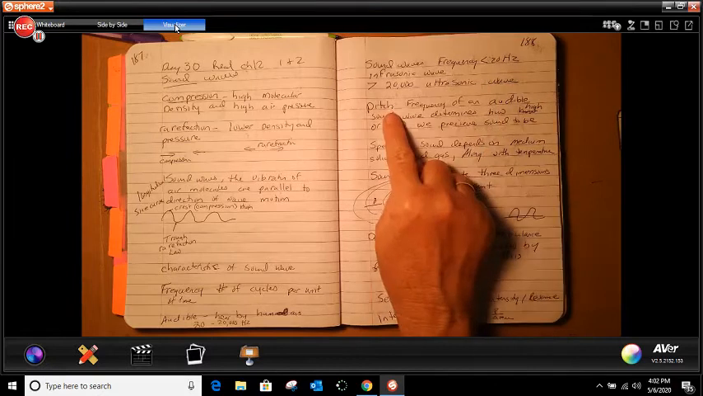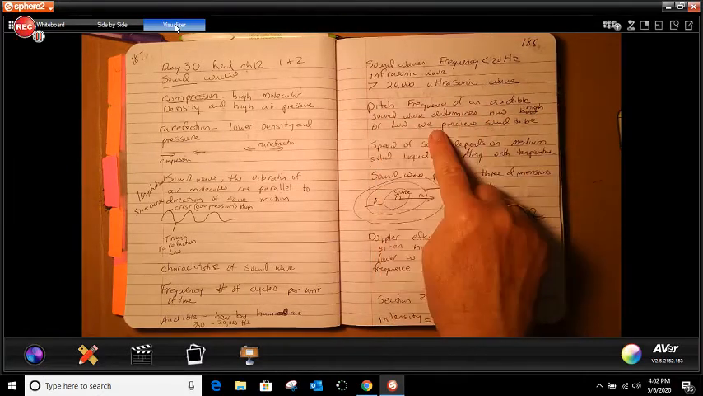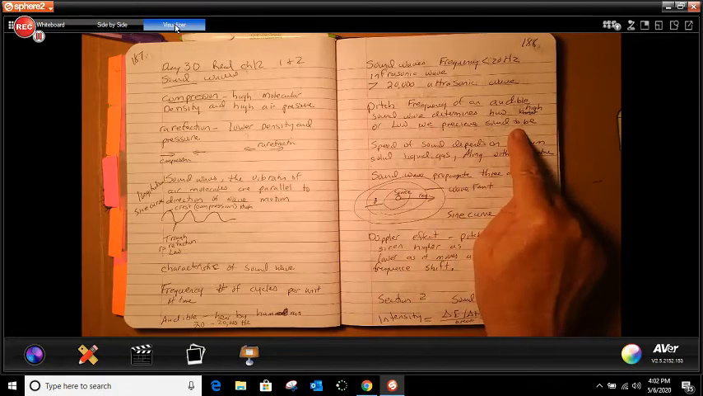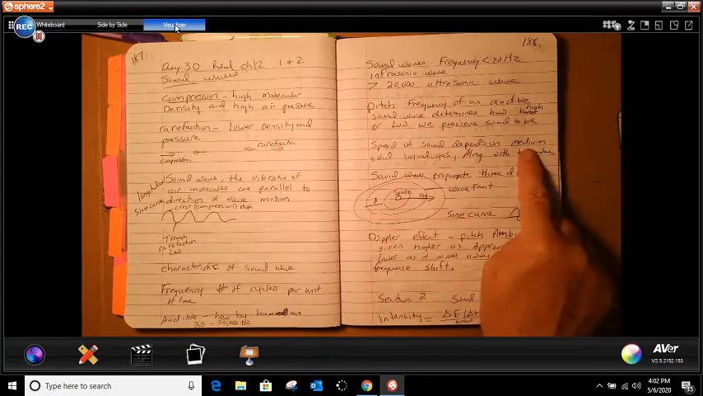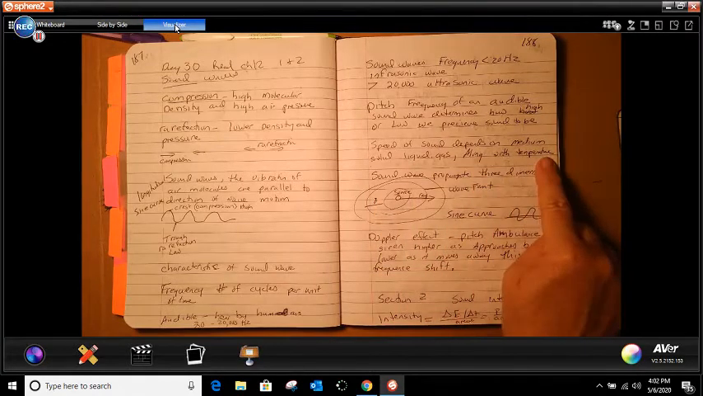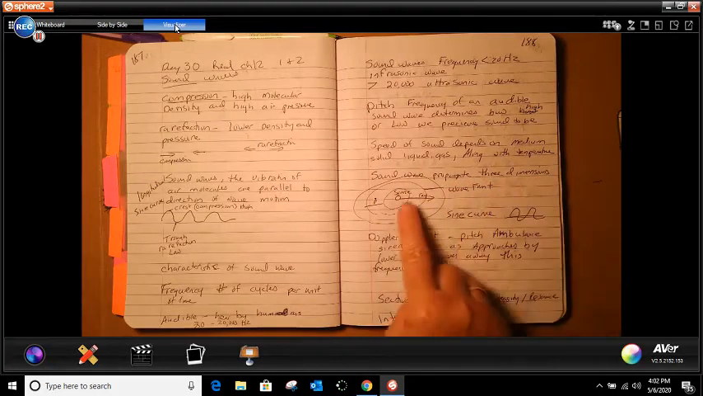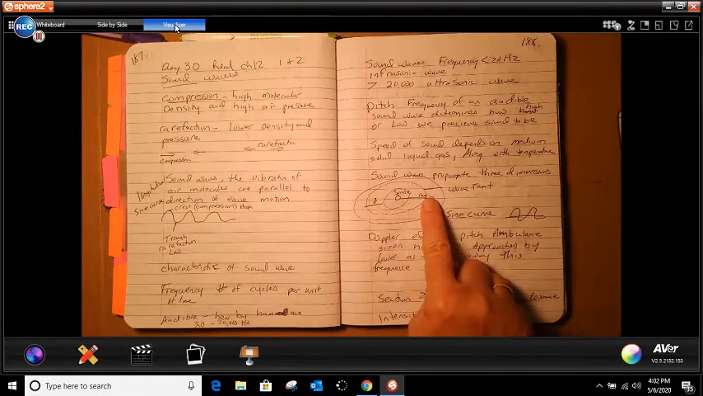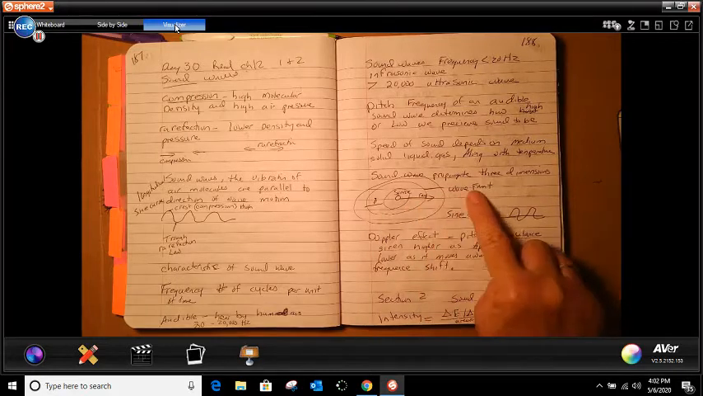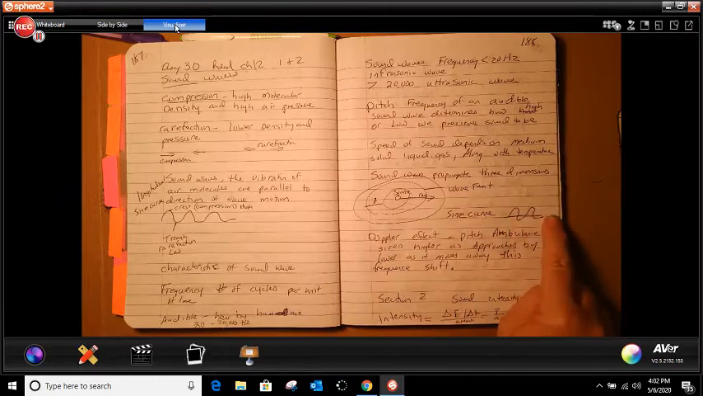So we have what's called pitch. Frequency on an audible sound wave determines how high or low we perceive the sound to be. Speed of sound depends on a medium, which is a solid, liquid, or gas, along with temperature. Sound waves propagate in three dimensions. You have the source, the wave ray, the wavefront, and then you have lambda. The sine curve is showing you this.